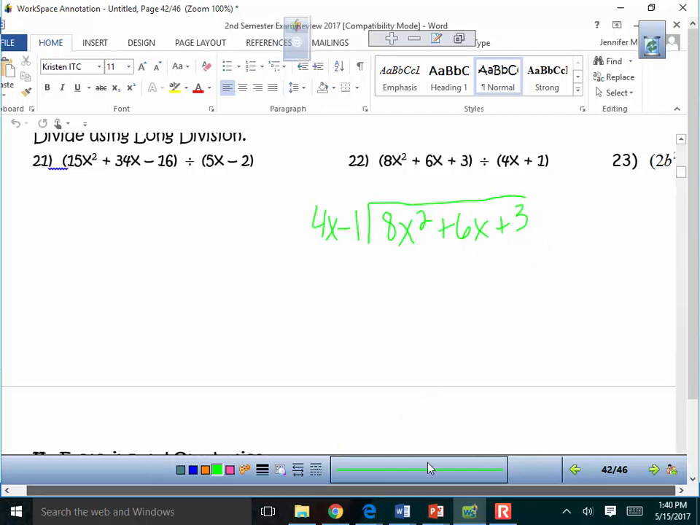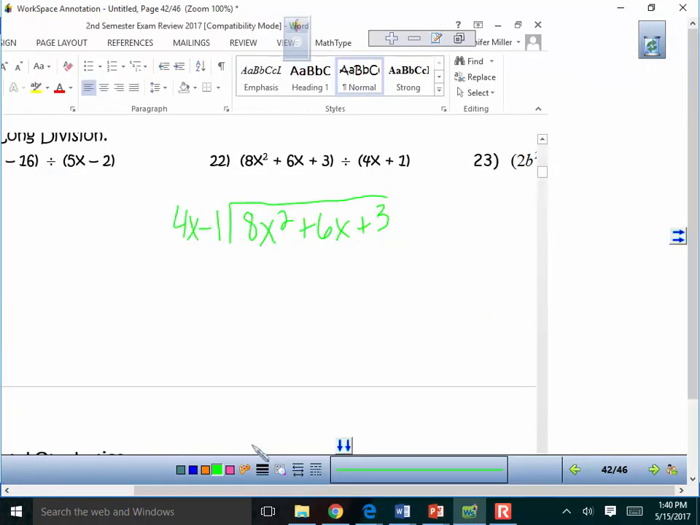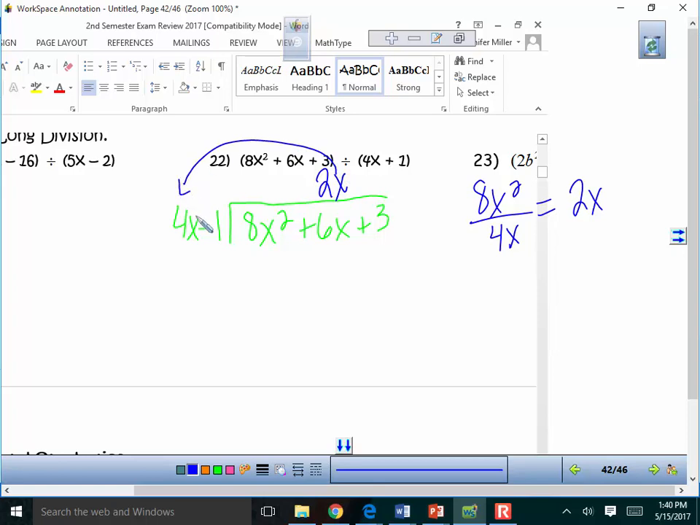Okay, so to determine the first term of our quotient, we take the leading term in our dividend, 8x squared, and divide it by the leading term in our divisor, which is 4x, and that gives us 2x. Is that what y'all got? I'm going to line that up with the x's here, and then multiply this 2x by the whole divisor. That's 2x times 4x minus 1.